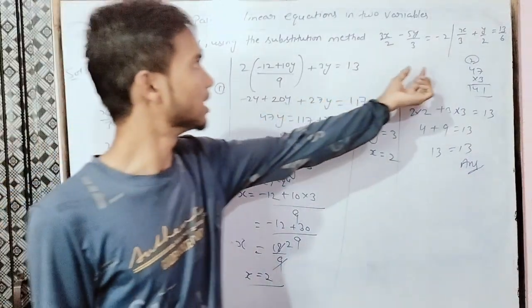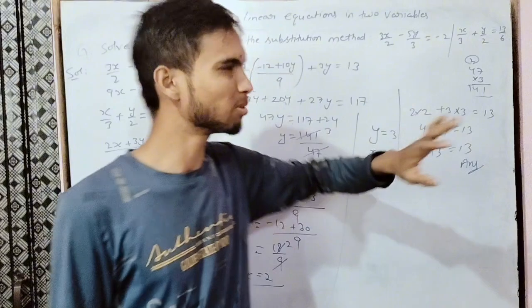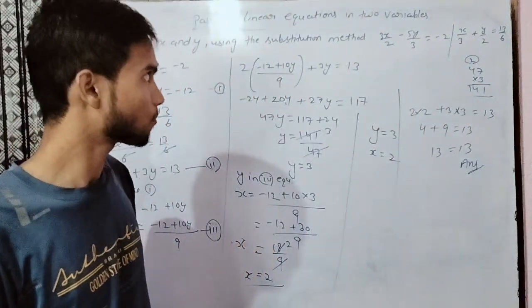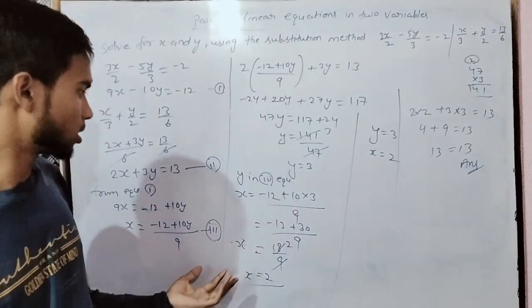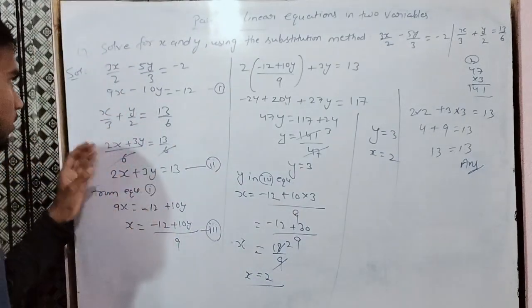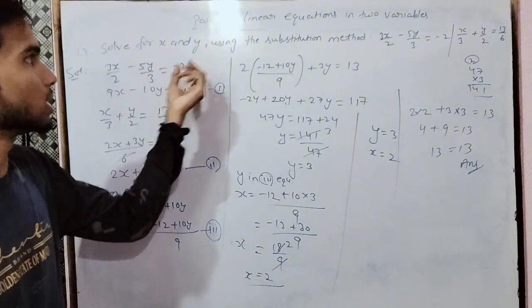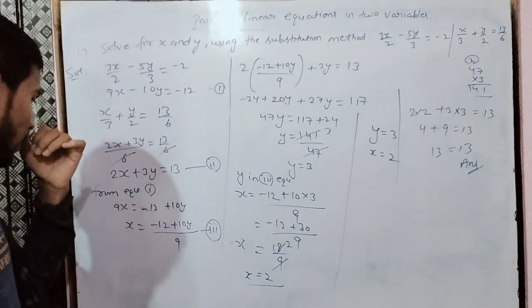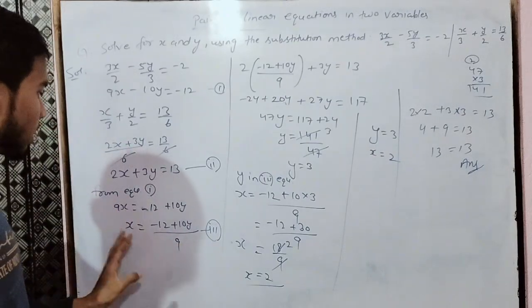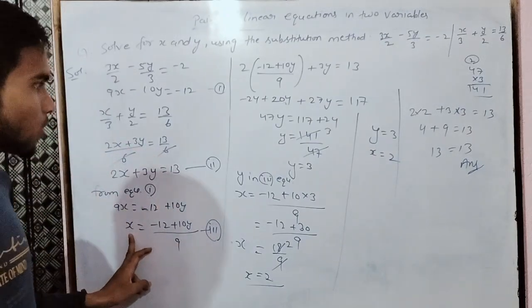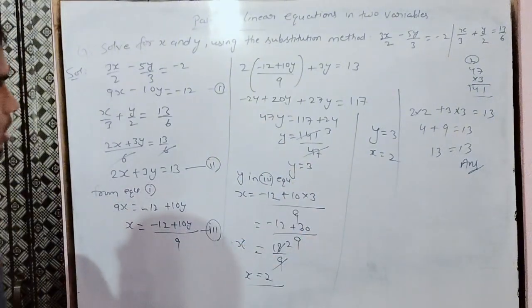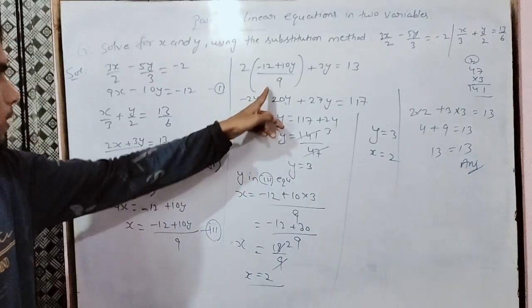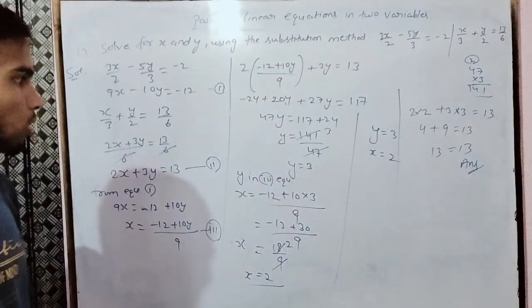We simplified in the first step the linear equations that we had been given. Then we made these two linear equations simple, very easy. Then we found the value of one variable. Then we substituted the value of this variable in the second equation. Where is the second equation? And this is the second equation. From here we got the value of y.